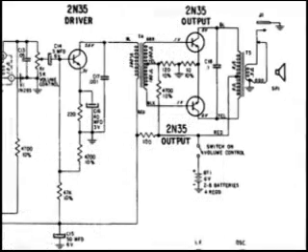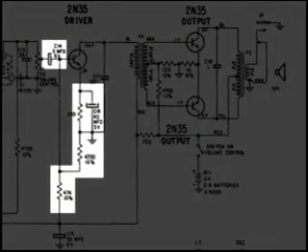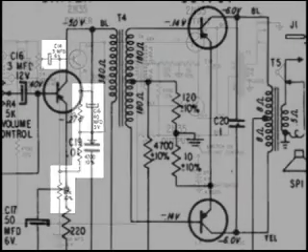Now here are the biasing resistors and capacitors for the driver, and up at the top that is the signal capacitor that allows that signal to be applied to the base of the driver.